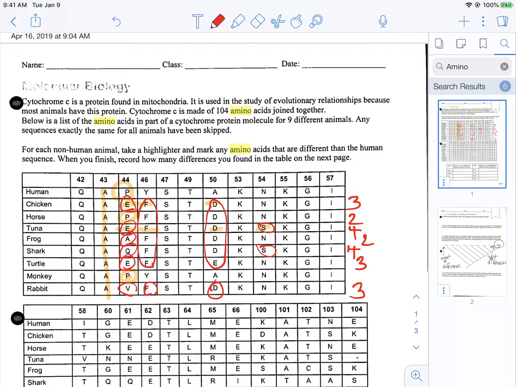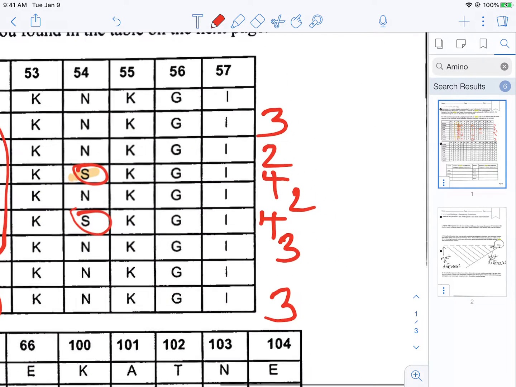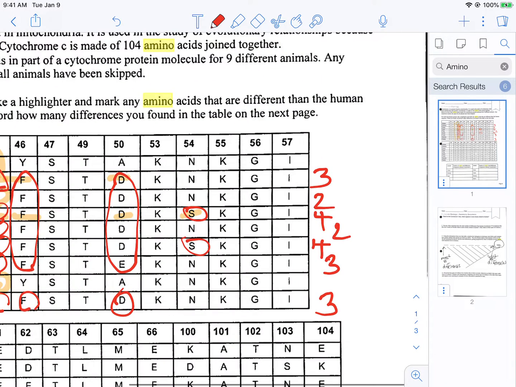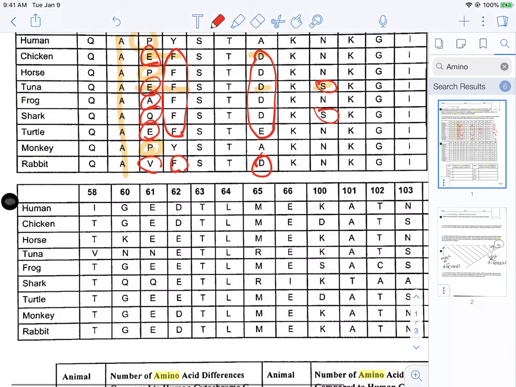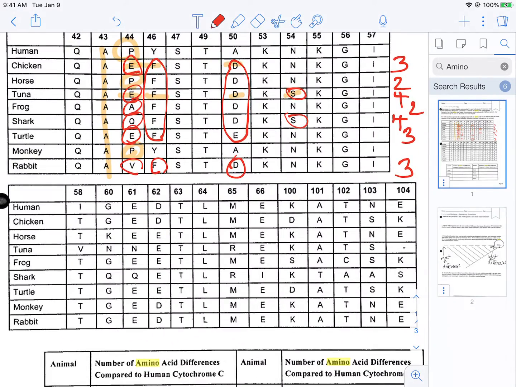And so the problem is that so far, how do we know who's most closely related here? We don't yet because we haven't done all the DNA that we have available to us. So far, it looks like the monkey's going to be the most closely related because it doesn't have any differences yet. But some others are tied at 3, 2, or 4. So how do we do a tiebreaker? You just keep going. So from 58 through 104, you just do the same process.